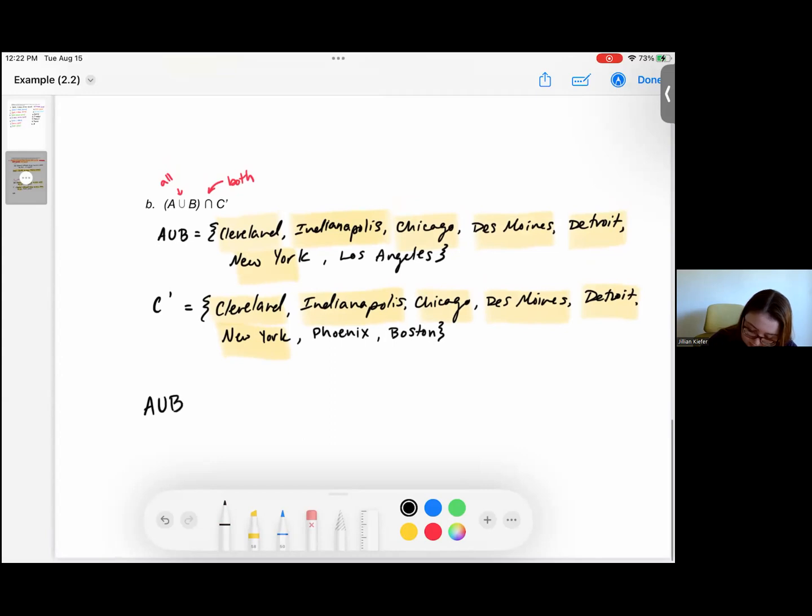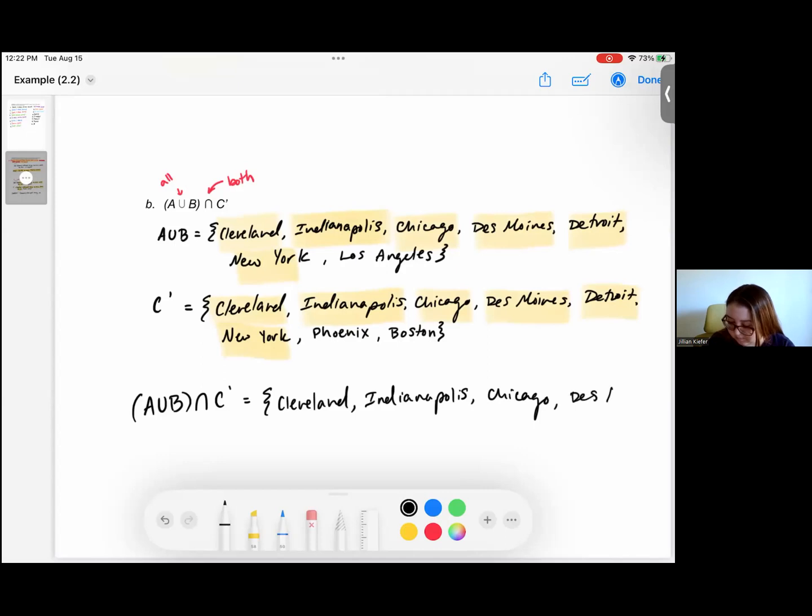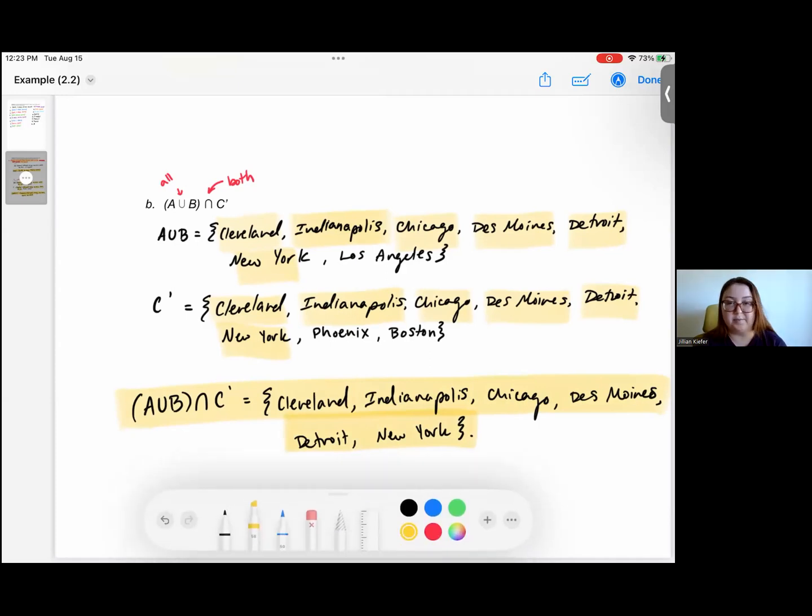(A union B) intersect C complement. It's everything we highlighted: Cleveland, Indianapolis, Chicago, Des Moines, Detroit, and New York. And that would be our answer.